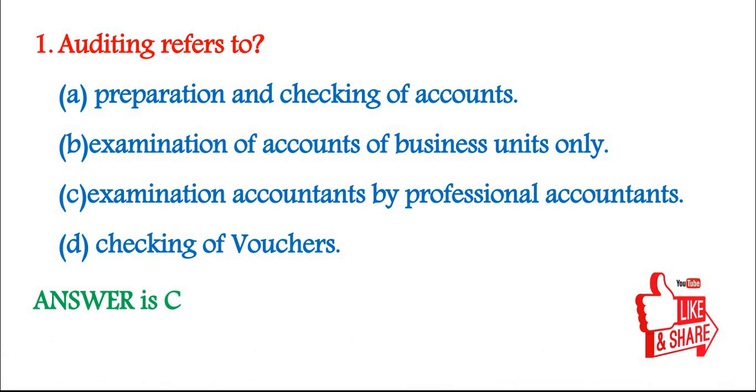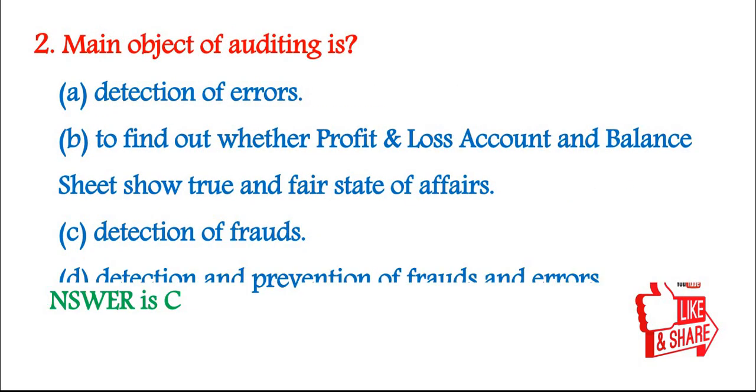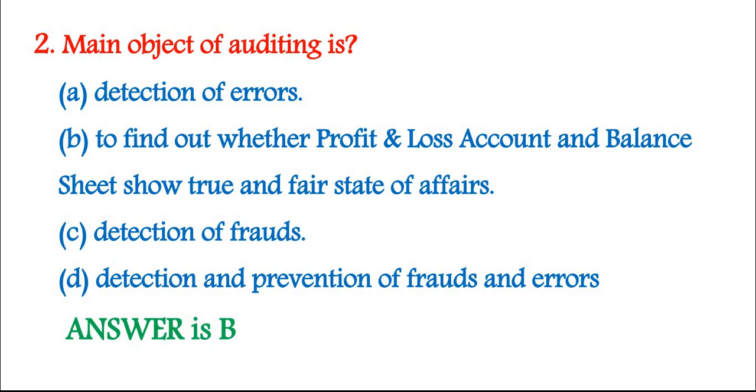1. Auditing refers to A. Preparation and checking of accounts. B. Examination of accounts of business units only. C. Examination of accounts by professional accountants. D. Checking of vouchers. Answer is C. 2. Main object of auditing is A. Detection of errors. B. To find out whether profit and loss account and balance sheet show true and fair state of affairs. C. Detection of frauds. D. Detection and prevention of frauds and errors. Answer is B.